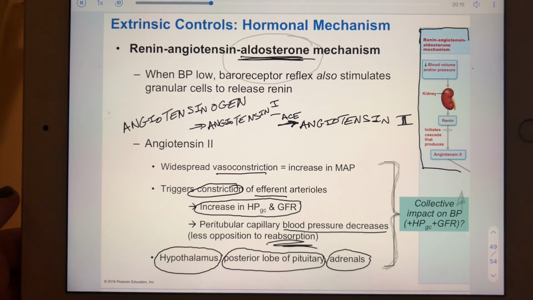What happens to blood pressure? It increases. What happens to blood volume? It increases. What happens to urine volume? It decreases. Okay? So all of these roles that angiotensin 2 plays help to collectively influence blood pressure, hydrostatic pressure within the glomerular capillaries, and glomerular filtration rate. What is that collective impact? To increase or to decrease? To increase. So there's another thinking question that I answered for you.